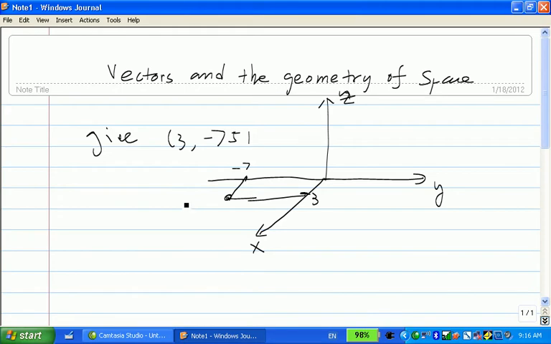What's the coordinate for this point? It should be 3, -7, and 0, right? Because this is on the xy plane, the z coordinate is 0. Then this point goes up 5 units, so you get this point. Here is a 5. So this point can be described by a triple: x is 3, y is -7, and z is 5.